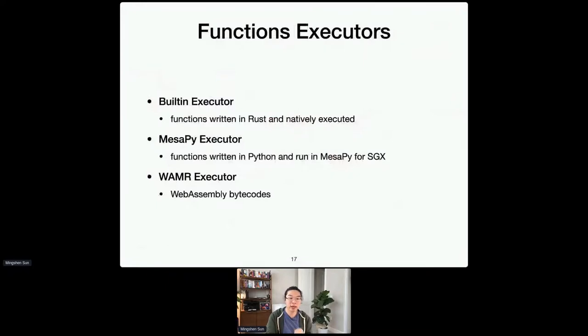We actually have three kinds of executors now. One is the built-in executor, one is a Python executor, and one is a WebAssembly executor. For the built-in executor, we provide several functions written in Rust, which can be natively executed in SGX. For the Python executor, we are using MesaPy for SGX, so that functions written in Python can be interpreted in the Python VM, also protected by Intel SGX. The last one we call the WAMR runtime. It is a WebAssembly runtime and executor. We want to support functions which are not written in Rust and Python, but can be compiled into WebAssembly bytecode, and they can also be executed in our platform.